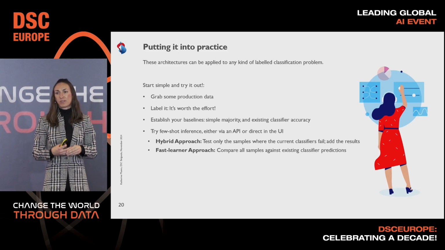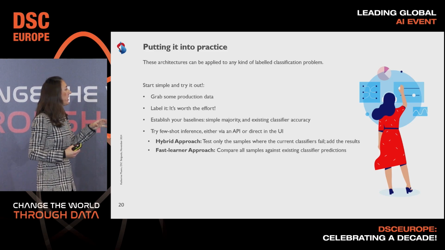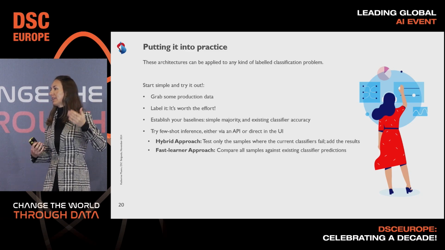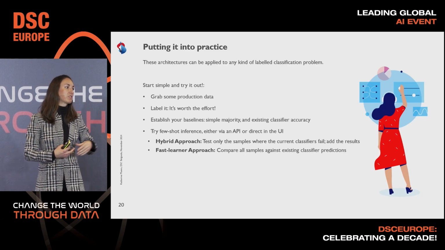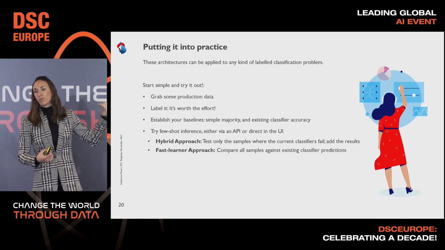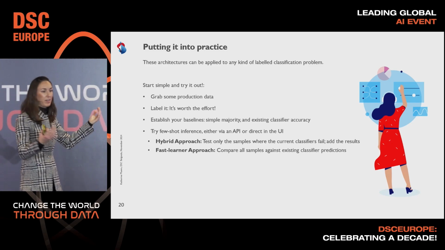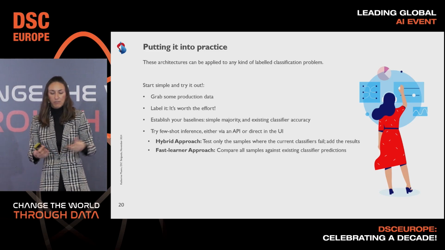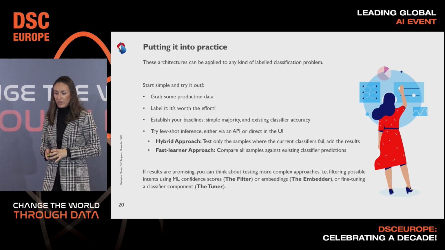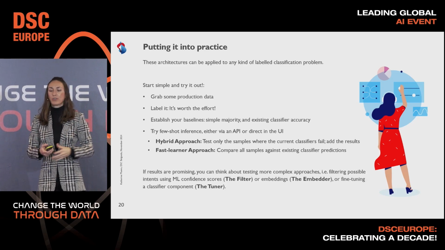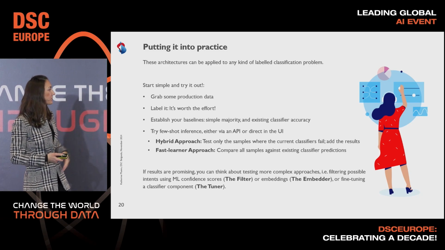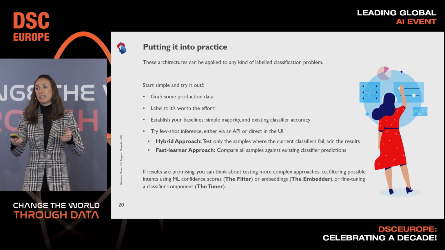Depending on which architecture you want to test, then you've got a couple of options. For the hybrid approach, which is where I said you're only using the LLM for the samples where the existing classifiers are struggling, test only the ones that your existing classifiers got wrong, because you should have that in your production data, and then you can combine the results. And obviously, if you want to try the fast learner, then you're just going to test all of them. And then if the results are promising, you can look at some of these other architectures like filtering using confidence scores, or using the embedding approach, or even fine-tuning something.